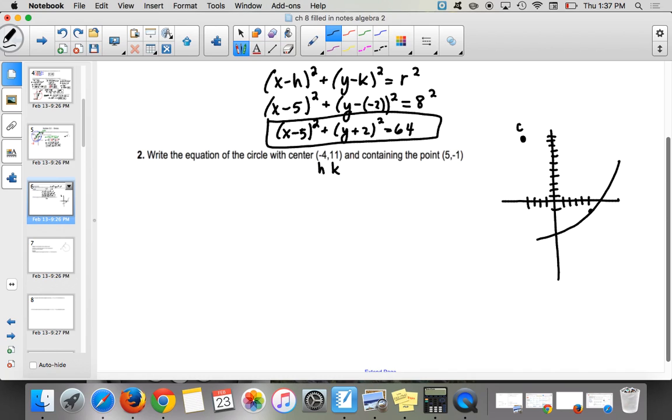We'll do that. Okay, so if I want this radius, I could just find the distance between those 2 points, right? So that's one way we could do it.